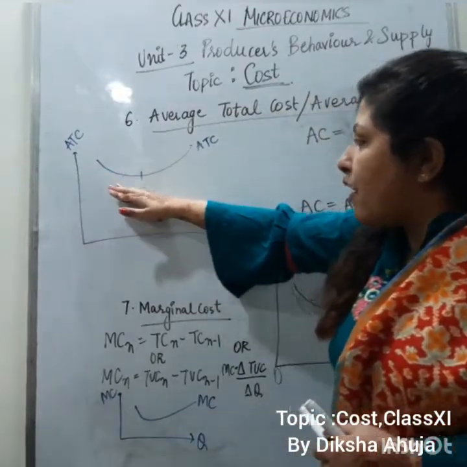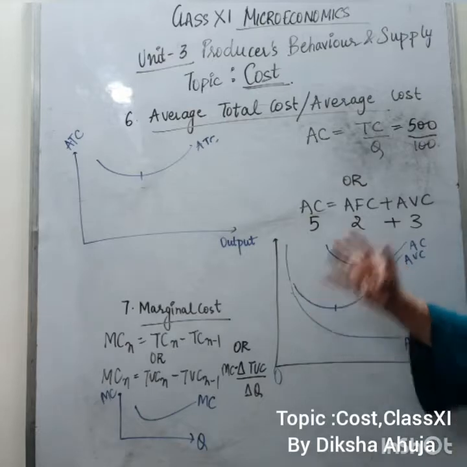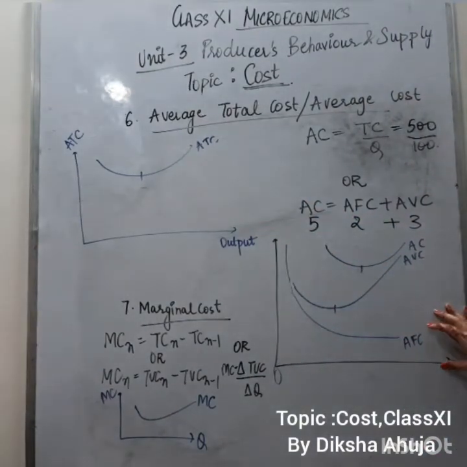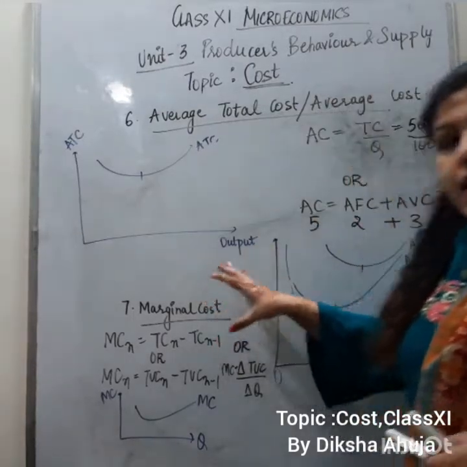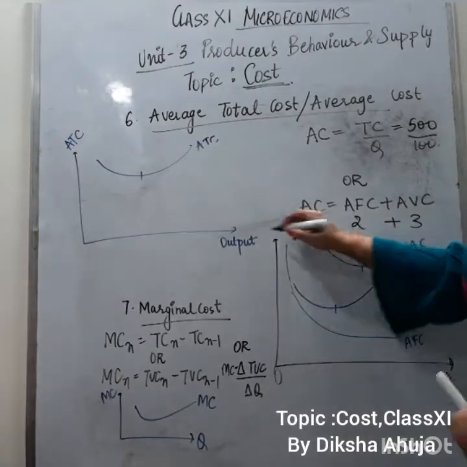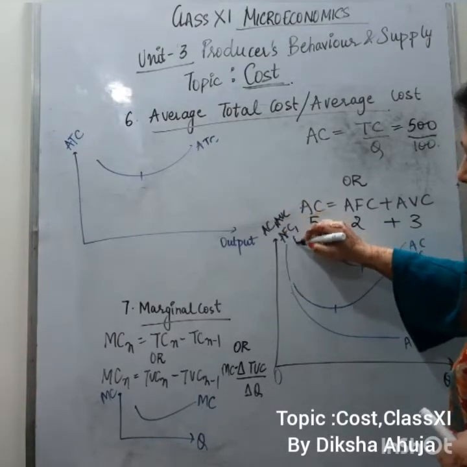That's why AVC falls and then AVC rises, right? It is also a U-shaped curve. We'll study the relationship between AC, AVC and AFC, right? And then we will study marginal cost and all its relationships with these. So here will come output, here AC, AVC, AFC, and we'll make MC also, right?